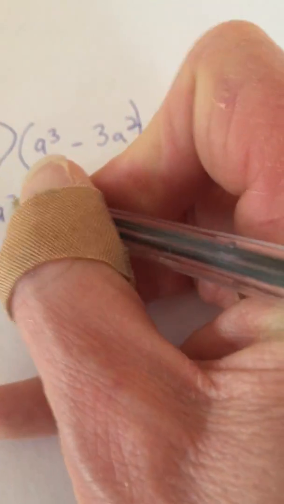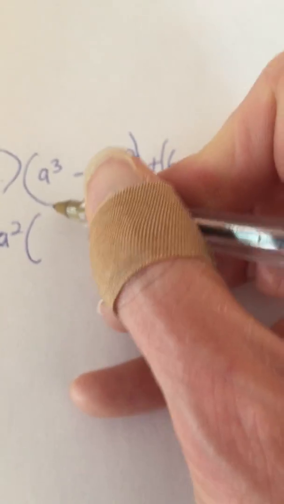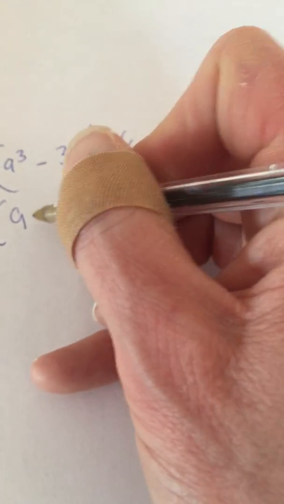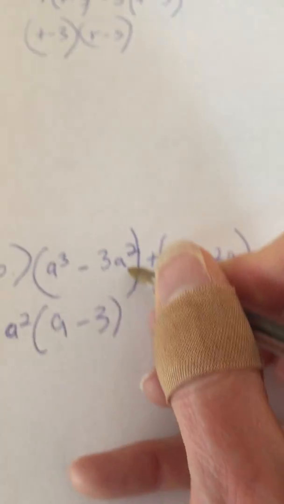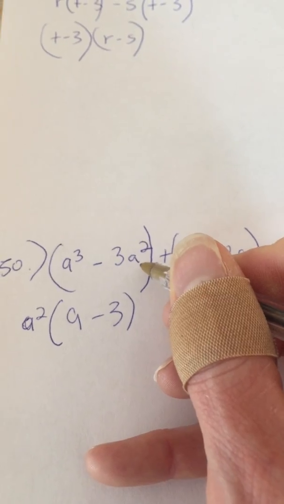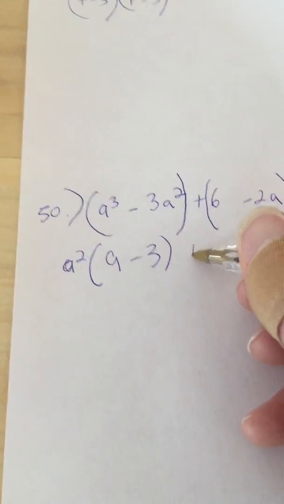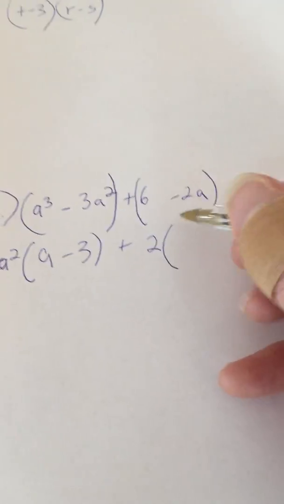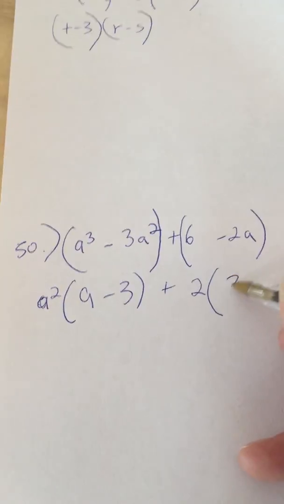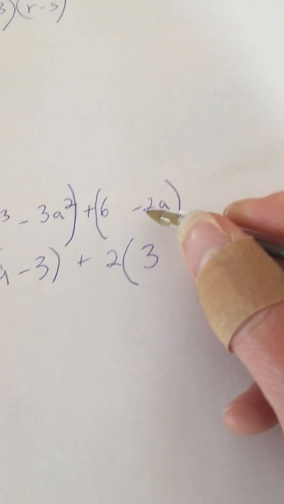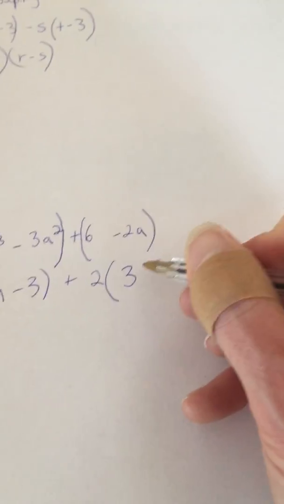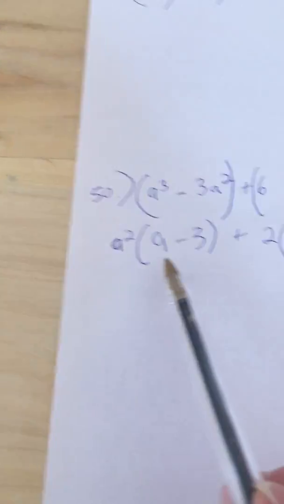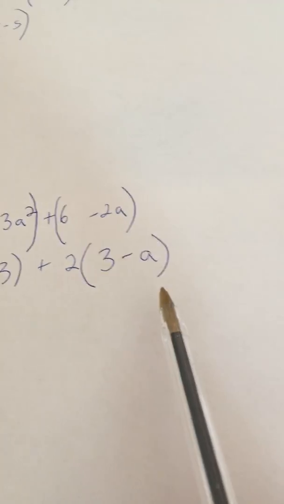And for this one, I'm going to pull out an a squared, and it's going to leave me with just an a. And it's going to leave me with the 3, because you can see there was an a squared there that I pulled out. And then over here, I'm going to pull out a 2. And then this 6 divided by 2 is going to leave me with a 3. And then over here, it's going to leave me with take away an a. And what you see is this is the opposite of this, a minus 3. This is 3 minus a.